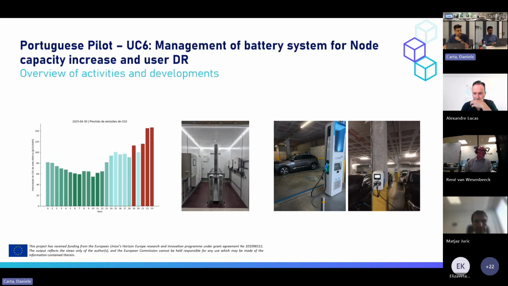But as I mentioned before, particularly important here is use case 6, where there was an engagement of the EV drivers. And in particular, as you can see here, there was an evaluation.